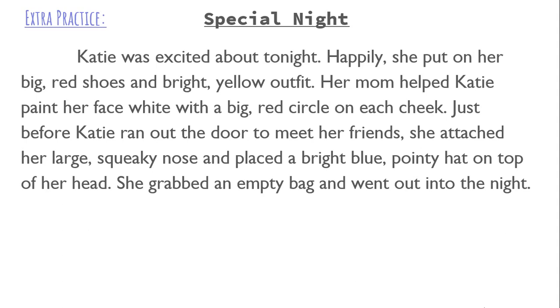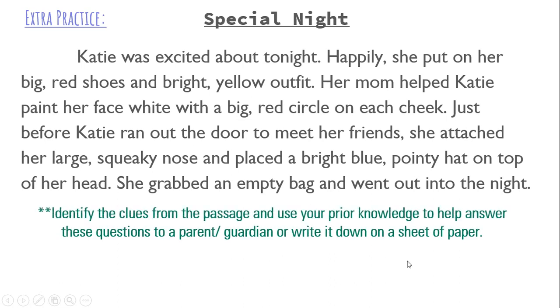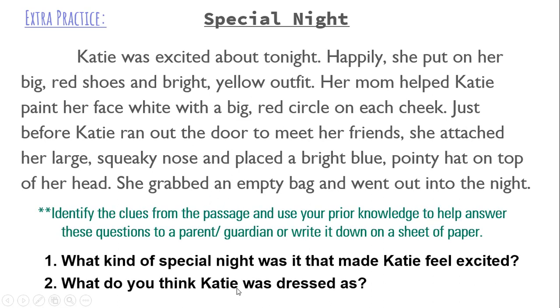Once you have identified all the clues, it would be helpful to write them down on a sheet of paper and make inferences for each question below and discuss it with a parent or a guardian. So the first question is, what kind of special night was it that made Katie feel excited? Number 2, what do you think Katie was dressed as?